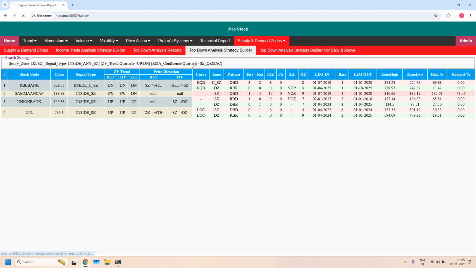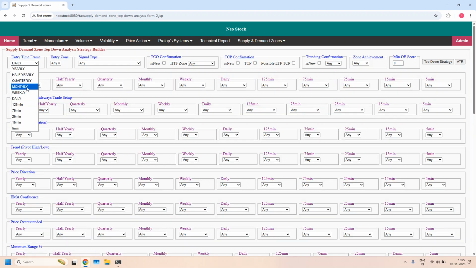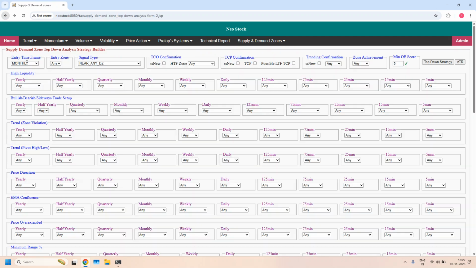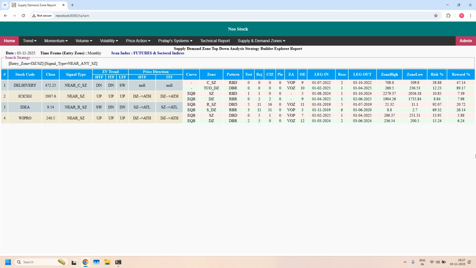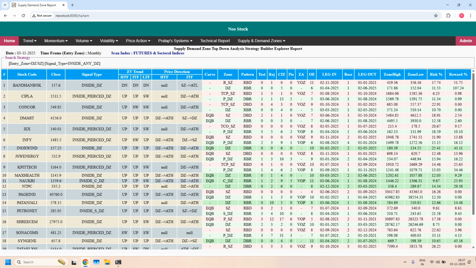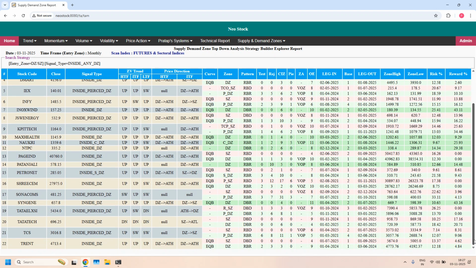Okay, next time frame is monthly. Stocks near monthly demand zone, we got 3 stocks. Next, stocks near to the monthly supply zone, we got 4 stocks. Next, price closed inside the monthly demand zone, first 18 stocks in the list. Scrolling the list down, total 22 stocks.